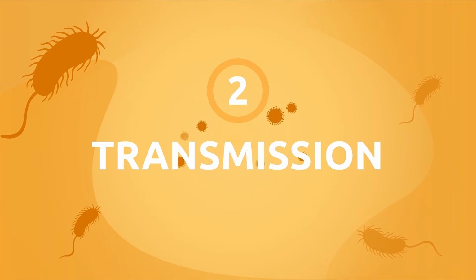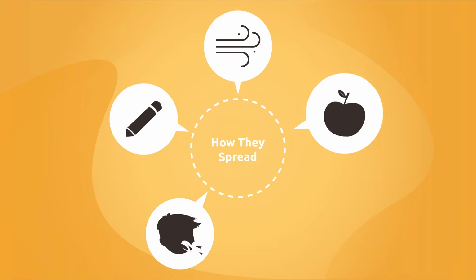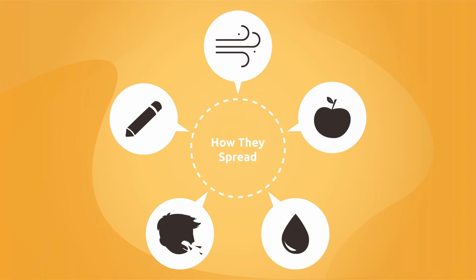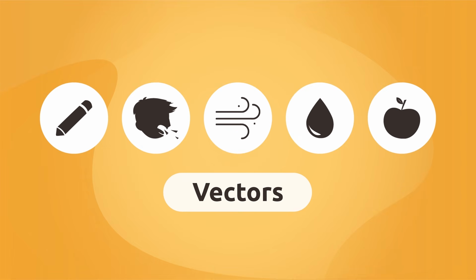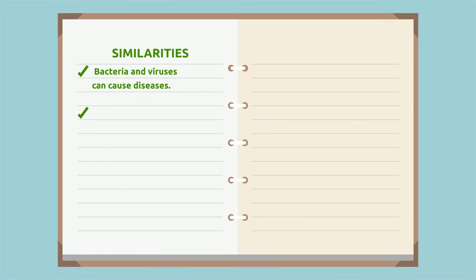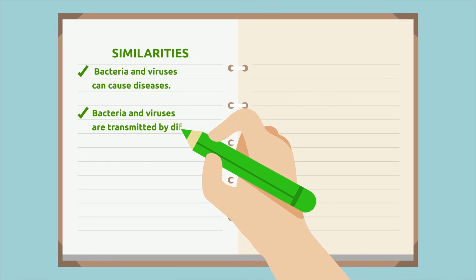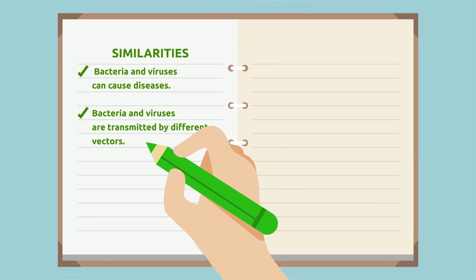Both viruses and bacteria spread very easily through direct contact with objects, the air, or water. The elements through which viruses and bacteria are transmitted are called vectors. Second similarity to write down in our notebook: bacteria and viruses are transmitted by different vectors.